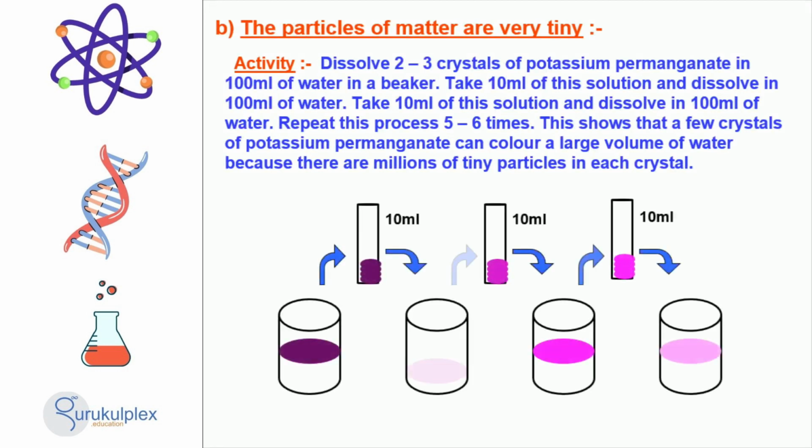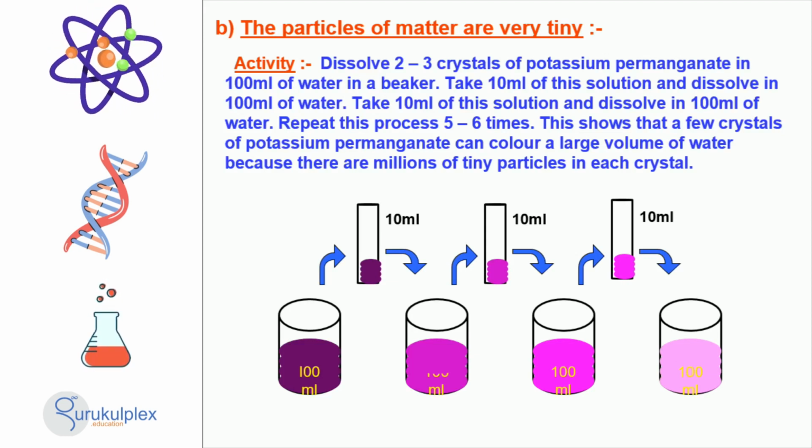gaps. When 2 to 3 crystals of potassium permanganate are put in a beaker of 100 milliliters of water, the particles of the substance disperse in a very minute form. If 10 milliliters of that solution is diluted with a further 100 milliliters of water 5 to 6 times, it can be seen that a few crystals of potassium permanganate can color a great amount of water as a result of the huge number of particles present.